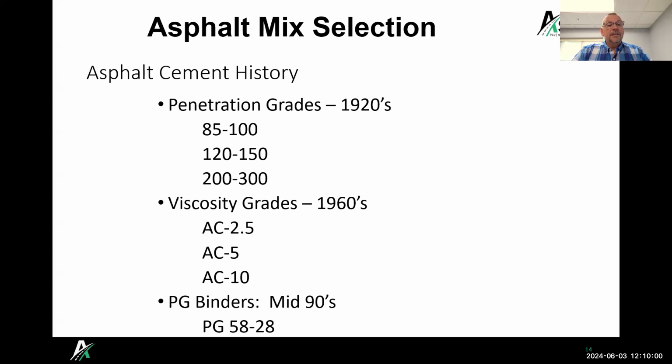The PG binders, or the performance graded binders, came along in the mid 90s, kind of with the Superpave methodology. And really, the performance graded binder specifications do a lot of testing over a lot of different temperature ranges, aging conditions, and all that. So the idea is that we're better quantifying how that liquid asphalt is going to perform during production, during placement, during the life of the pavement. So a lot more engineering went into that.